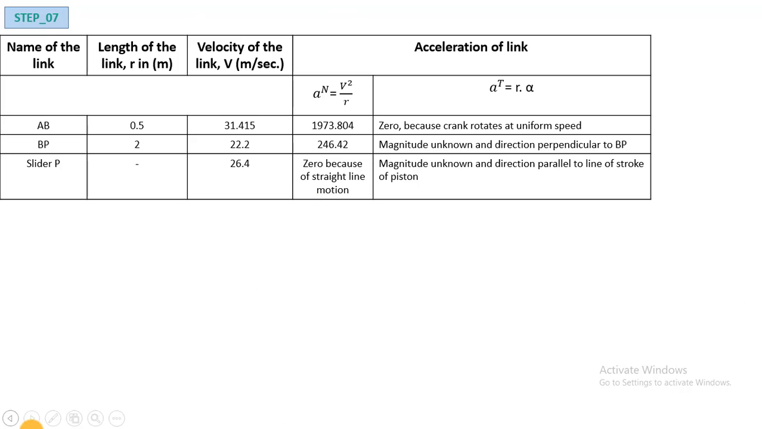Why does it become 0? Because when the slider is moving along a straight line, the value of r is infinity. It is considered that when the slider moves along a straight line, the radius of the circle is infinity. That is why the normal component of acceleration becomes 0 for the slider moving along a straight line. Then for the tangential component of acceleration of the slider, we don't know the magnitude, but we are aware of the direction, which is parallel to the line of stroke of the piston. I hope you have understood this table.